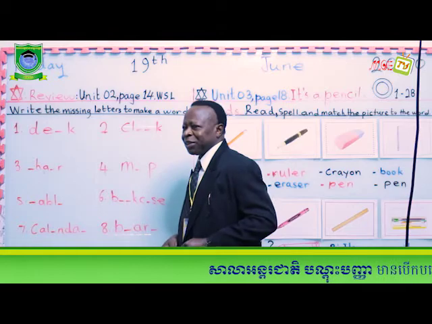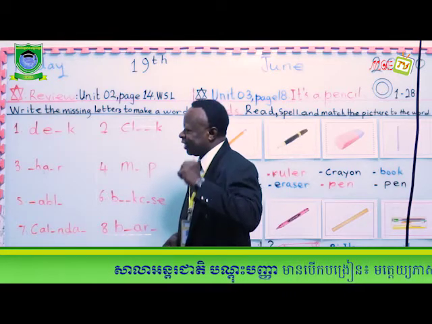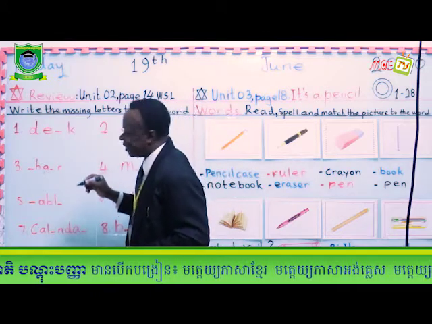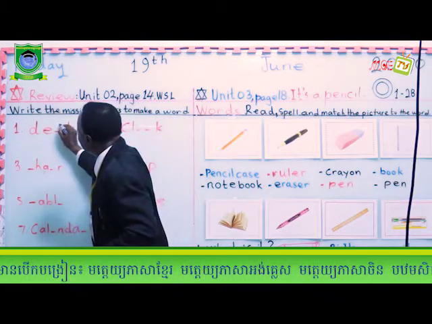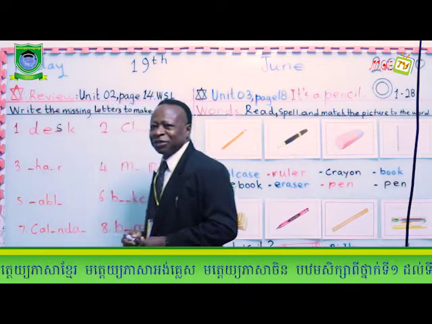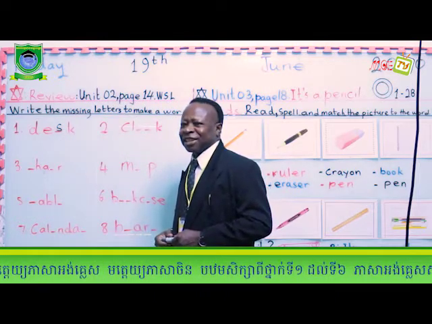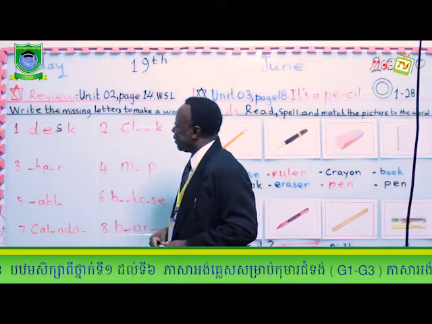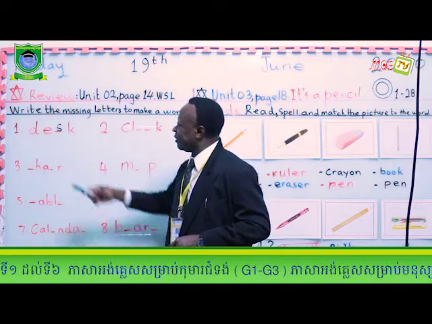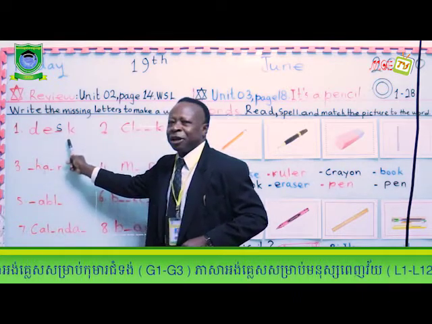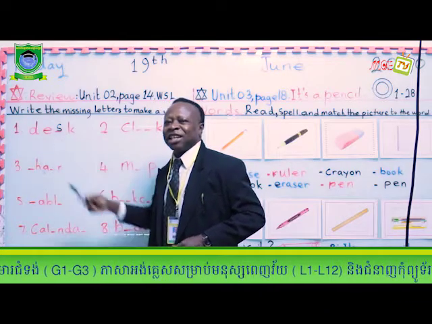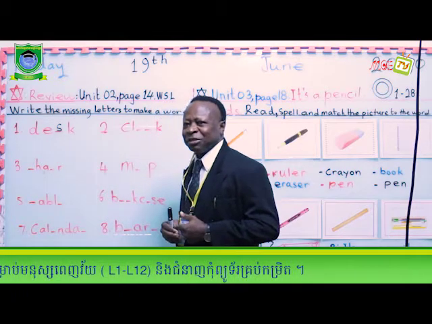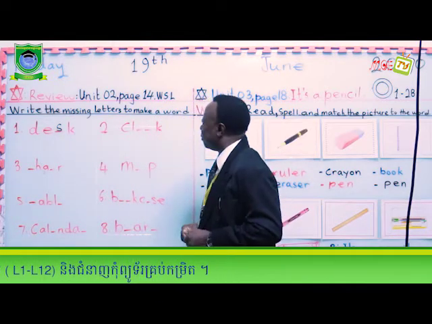David? Letter S. Okay, so I'll write that one, letter S. How to pronounce it, Rachana? Desk. Desk. Correct, desk. How to spell it, the whole class? D-E-S-K, desk. D-E-S-K, desk. Well done. Let's move on to number two.